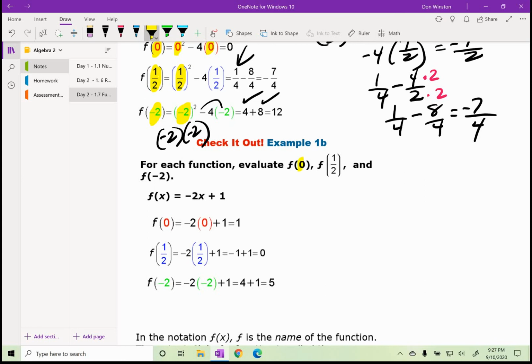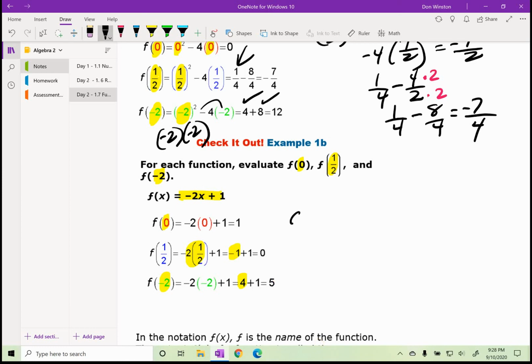The next one. So we evaluate the function when x is 0, 1/2, and -2. The rule is you take x, multiply it by -2, and add 1. When x is 0, -2 times 0 is 0, plus 1 is 1. When x is 1/2, 1/2 of -2 is -1, plus 1, and that gives me 0. And then when x is -2, -2 times -2, negative times a negative is a positive. 2 times 2 is 4. And then we add 1 and we get 5.